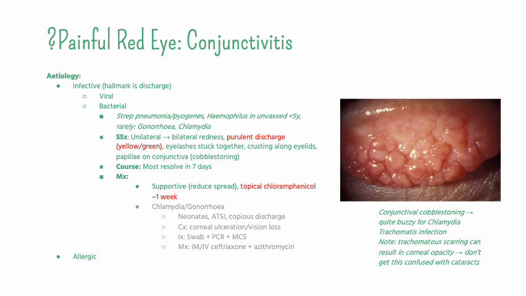So with bacterial conjunctivitis, I have included the common bacteria involved, as well as the rare ones, gonorrhea and chlamydia, which are important to remember for your exams. Typically, like with viral conjunctivitis, it usually begins as a unilateral red eye before progressing to a bilateral red eye as the infection spreads.